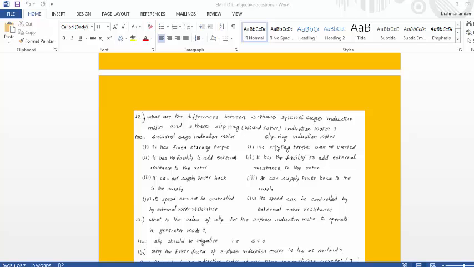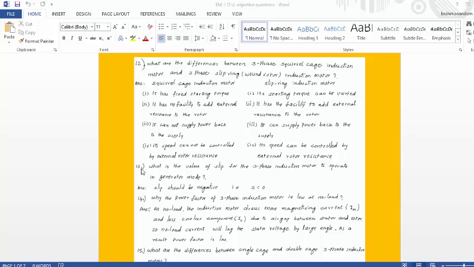And coming to the slip ring induction motor, first point is its starting torque can be varied, means we can attain any value we require. Second point, it has the facility to add external resistance to the rotor. Third point, it can supply power back to the supply or bus bars. Fourth point, its speed can be controlled by external rotor resistance.